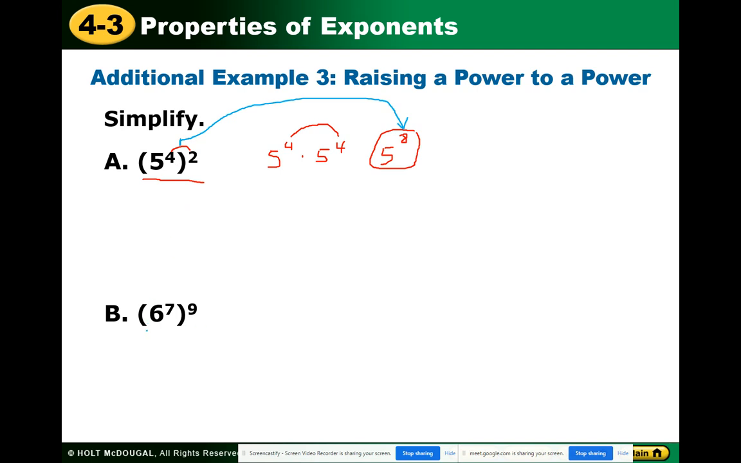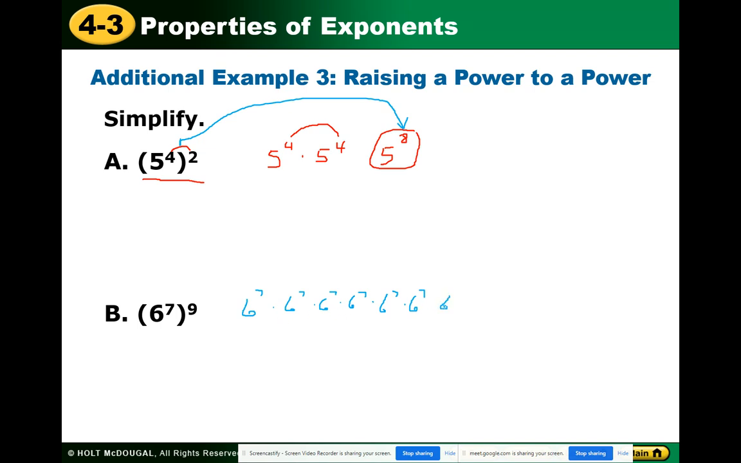All right. And as we go on, Michaela, as I look at 6 to the 7th to the 9th power, do we have an exponent taken to an exponent, Michaela? Yep. So what do we do? 6 to the 7th power. I can do that 9 times. 1, 2, 3, 4. Oh, man. You're making me work now. She's getting revenge. Mr. Palm's got to work now.